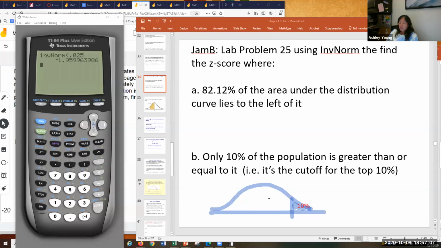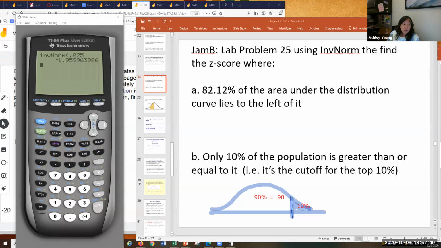So here's the problem. Inverse norm only takes the left area, unless you have the fancier 84s. If you have a fancier 84, you could use 10% and put right tail. But if you don't, like what I've got, then you have to give it the left area. So if 10% is on the right, then what is the area on the left? My z-score is smack dab here in the middle, with 10% to the right of it. What percent is to the left of it? 90%, exactly. 90% or 0.9, either one's fine.